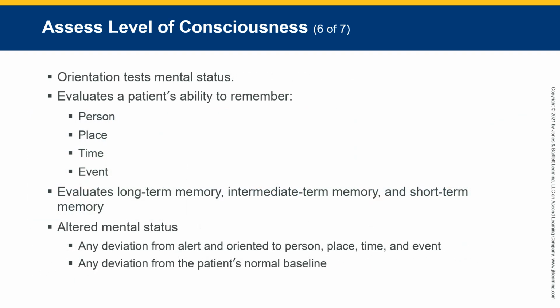Orientation, test mental status, person, place, time, event. This is our who are you, where are you, what year is it, what day is it, who's the president, how many quarters make a dollar. Evaluates long-term memory, immediate-term memory, and short-term memory. Altered mental status is they cannot answer those. Person, place, time, event. If they can't answer any of that, they're altered. And if it's any deviation from the patient's normal baseline.